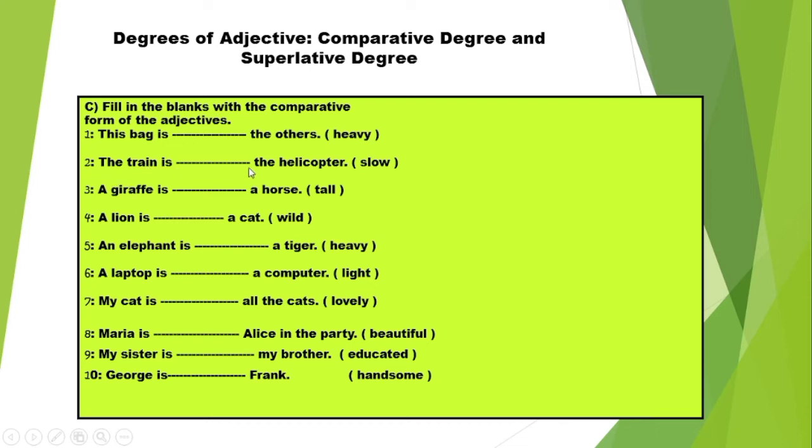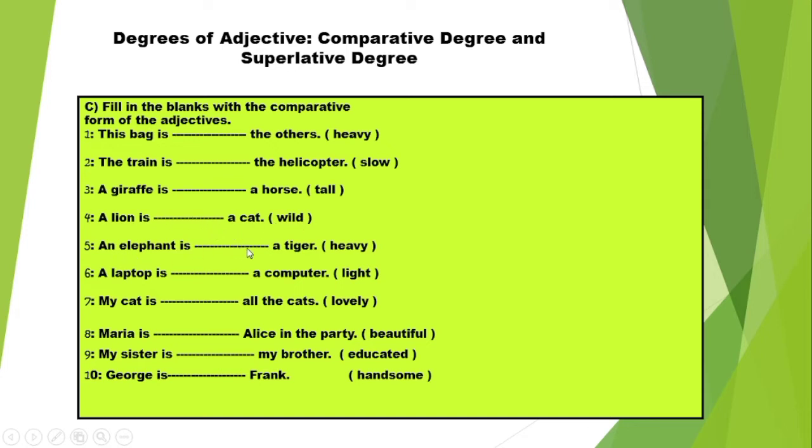The train is dash than the helicopter. Slow. Now slow is one syllable, so we'll add er for making the comparative degree. The train is slower than the helicopter. A giraffe is dash than a horse. Now tall is again a single syllable, so we'll add er. A giraffe is taller than a horse. A lion is dash than a cat. Again wild is a single syllable, so we'll add er. A lion is wilder than a cat.